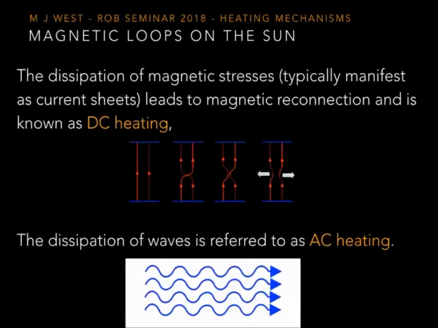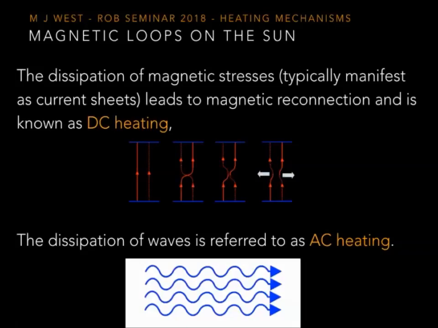And the dissipation of these magnetic stresses, so how the energy is actually got from the field lines, is through one of two mechanisms which are separated into DC heating and AC heating. DC heating describes the dissipation of magnetic stresses, which is typically manifest as current sheets. So we wind up the magnetic fields, we get opposing magnetic field lines, and then we get small current sheets formed between them, and this energy is released mainly through magnetic reconnection, known as DC heating.